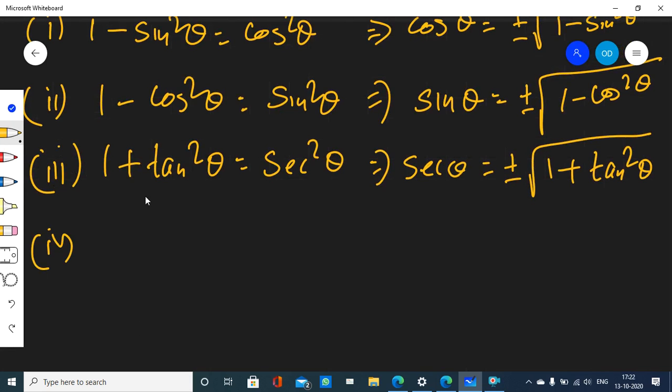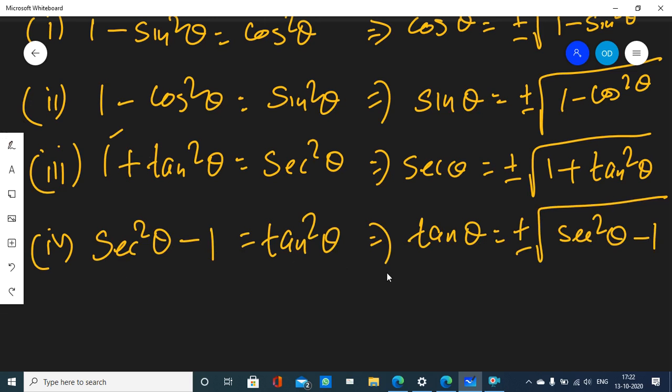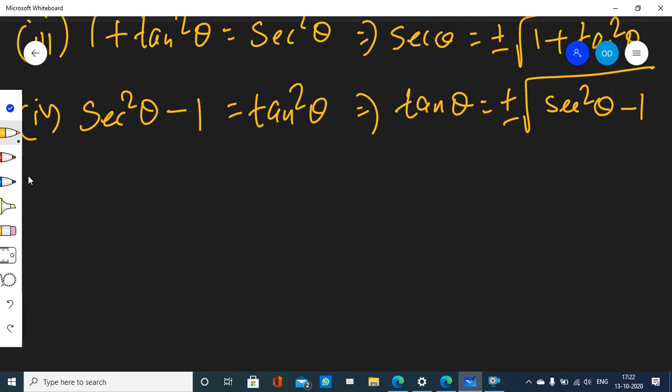Since sec square theta minus tan square theta equals 1, if I take this 1 to this side, I will get sec square theta minus 1 is equal to tan square theta. So tan theta will be equal to plus or minus root over of sec square theta minus 1, if I take the square root on both sides.